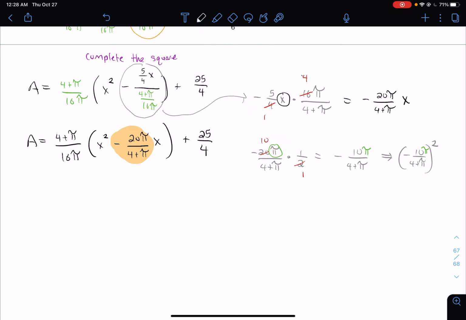So squaring it, well, if I square the negative, it goes away, it becomes positive. And then if I square the 10, I get 100. I also got that pi squared. And the bottom, for right now, I'll just keep it as 4 plus pi squared. I won't FOIL it out. Maybe later stuff will cancel. A bunch of stuff seems like it's canceling a bit, at least. So maybe I'll keep it like that and stuff will cancel later.